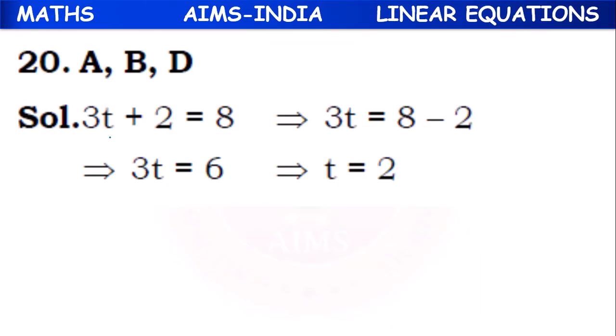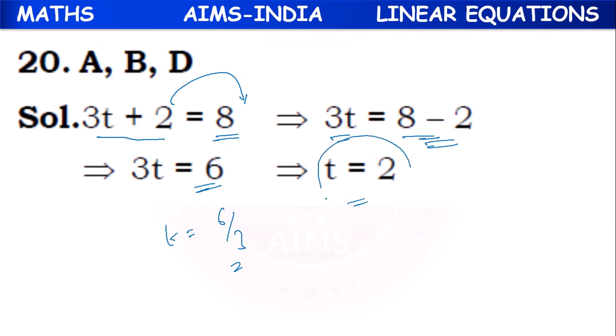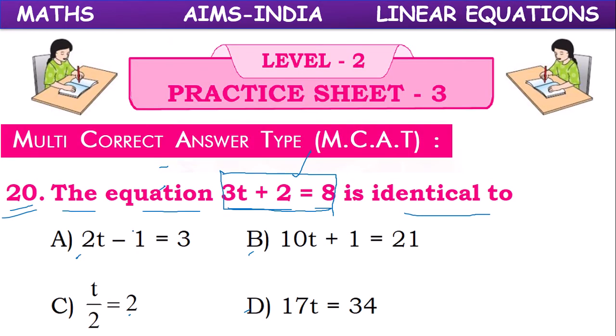So here 3t plus 2 equal to 8 means if you take 2 this side, it will become 3t equal to 8 minus 2. 8 minus 2 equal to 6, or t equal to 6 by 3 which is equal to 2. Means for the given equation, the value of unknown quantity is 2. Now we have to find out of the given equations, which of the following equation is having answer 2.